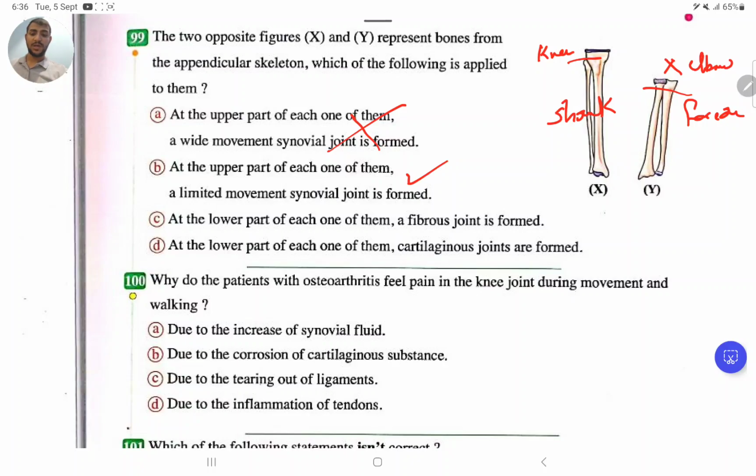Let's see C: at the lower part of each of them, a fibrous joint. No, it moves perfectly well. Fibrous means very limited movement, it cannot move at all, like in the skull, the serrated tips. At the lower part of each one of them a cartilaginous joint is formed. No, here it's not a cartilaginous joint, it's also a synovial joint. So the answer is clear. Let's move to question 100.